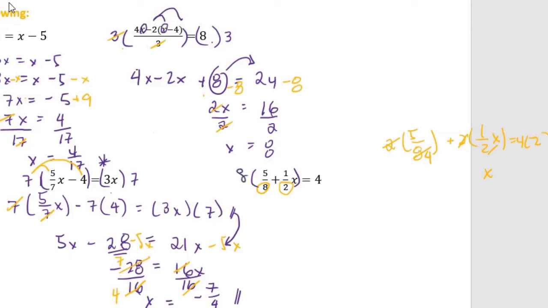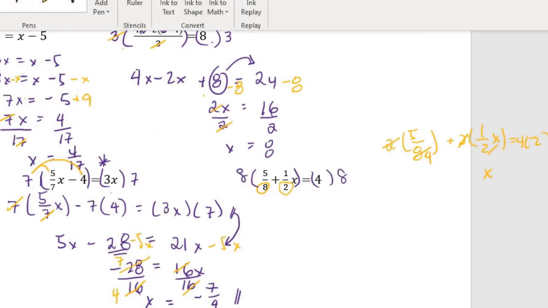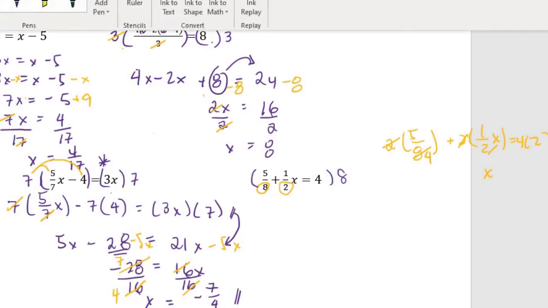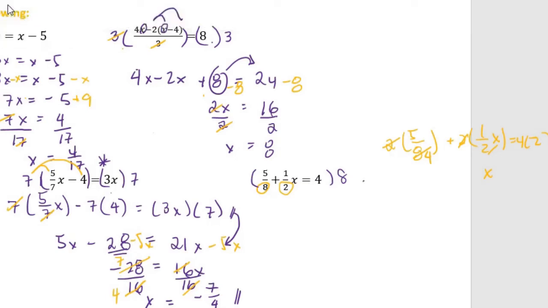Left side and right side. Or I could simply write this as the entire equation being multiplied by 8. So you'll see that as well. Taking the entire equation, multiplying it by 8 is the same as taking the left side and the right side and multiplying by 8. It's essentially one step more of distributive property that we have to do. And then we end up with 8 times 5/8 plus 8 times 1/2 x is equal to 4 times 8. Let's see what happens here.